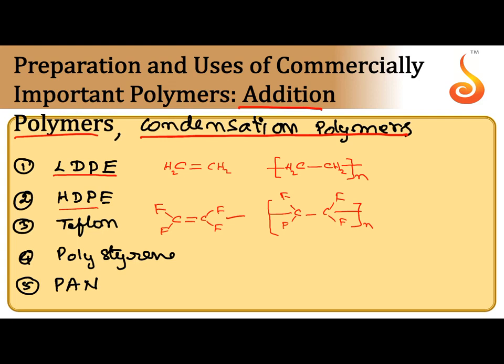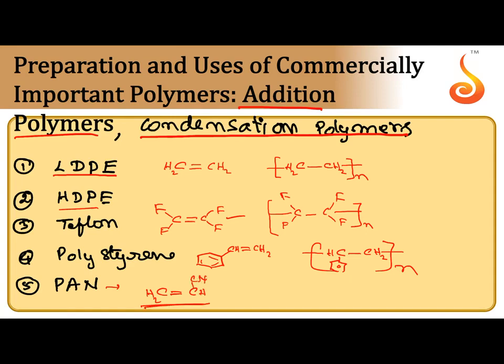Polystyrene: a number of styrene molecules undergo polymerization to give polystyrene. So you should know what styrene is. Phenylethene is called styrene. So how to write the repeating unit? You break the pi bond and show two bonds. CH is taking the phenyl group. That's all. This is the repeating unit. Same thing, polyacrylonitrile, vinyl cyanide.